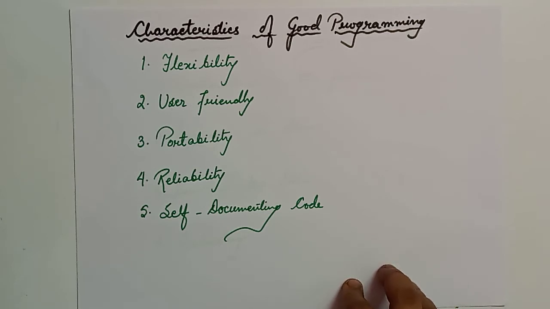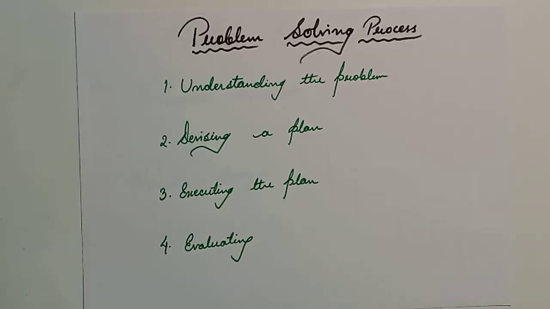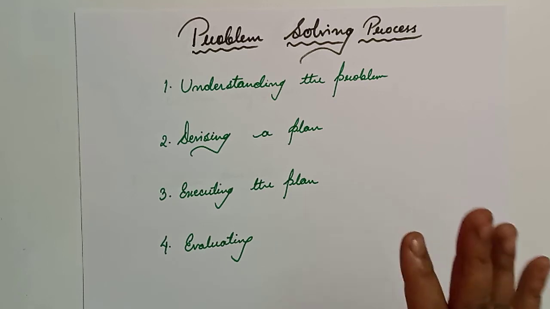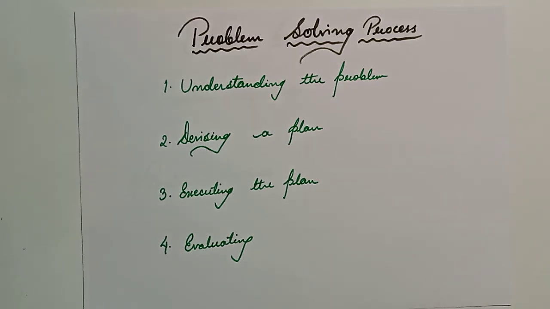Now let us see the problem solving process. The problem solving process basically begins with the problem specification, meaning identifying and defining the problem, and it ends with writing a concrete program. Programming is a problem solving activity which basically has these four steps.